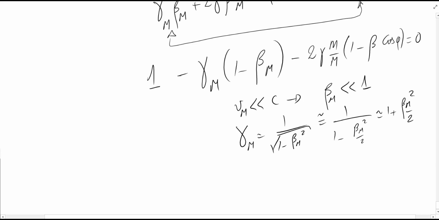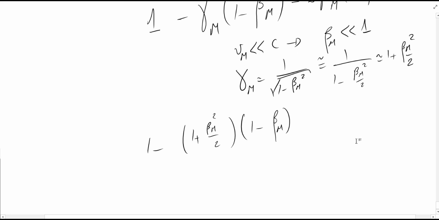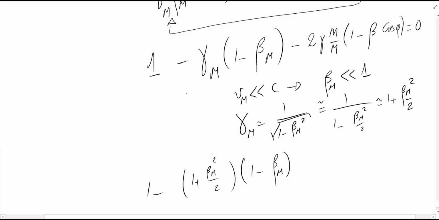Okay, so we plug into the first expression, and now we have 1 minus, this term is 1 plus beta m squared over 2, times 1 minus beta m, minus 2 gamma m over m times 1 minus beta cosine of phi is equal to 0.